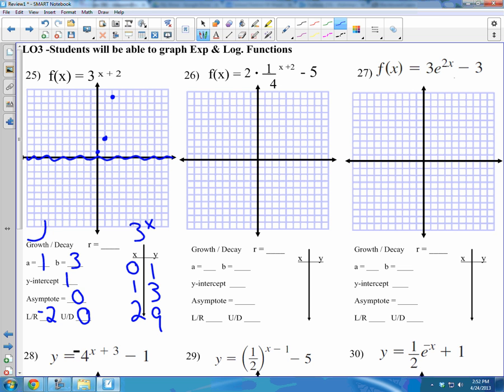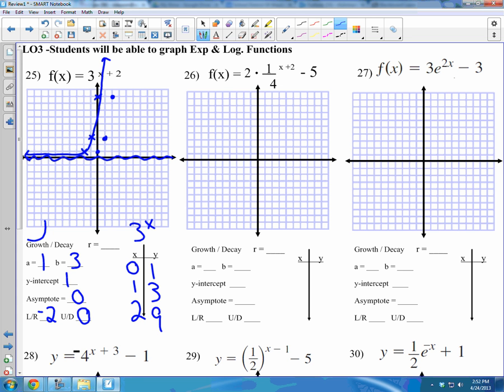And now I will address the +2. So for me, everything is going to go left 2 because of that. And then I can draw in my growth shape. And when I draw this in, I only connect the points after I've shifted them. So even though you see 2 sets of points, only graph the points that you've shifted.